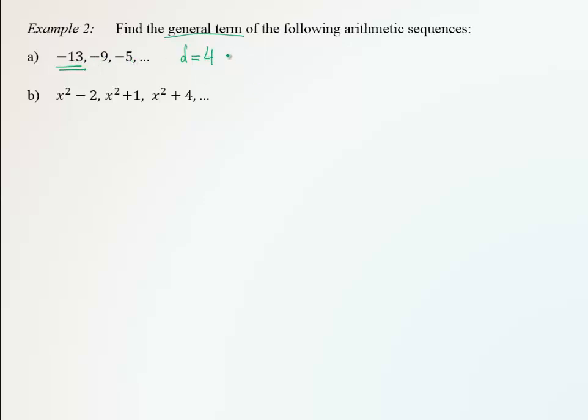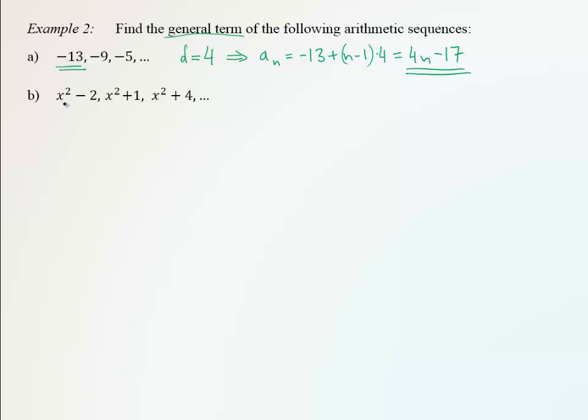As soon as we know that, we can figure out what the general term an is. Well, that's the first term, which is negative 13, plus the n minus 1 number of common differences times 4. Now we can simplify this a bit by multiplying out the bracket and collecting like terms. So we'll end up with 4n, and then it's negative 13 and negative 4, so it's minus 17. That will be the general term here.